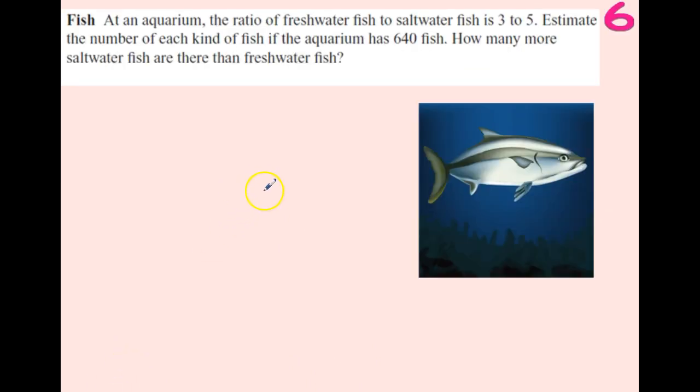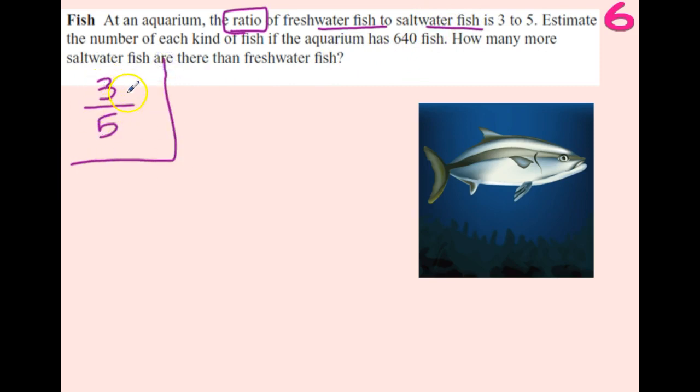Here's another one. Be careful on this one though. It says at an aquarium, the ratio, so this isn't a proportion, the ratio of freshwater fish to saltwater fish is 3 to 5. So we have a part freshwater and a part saltwater. So 3 to 5, this is just information they're telling you. This is a part and this is a part.